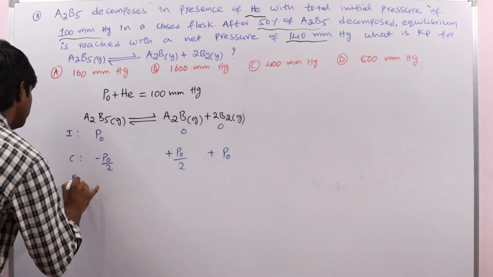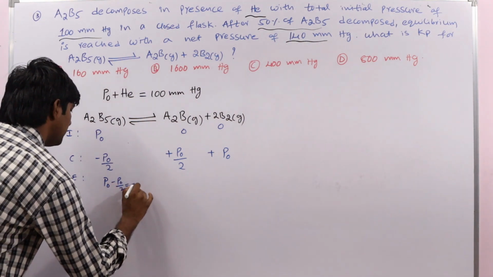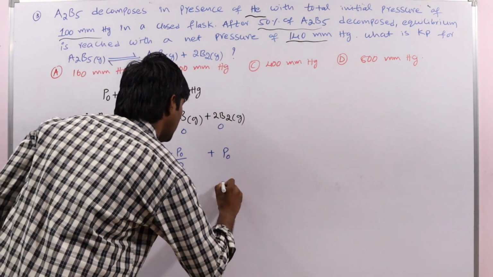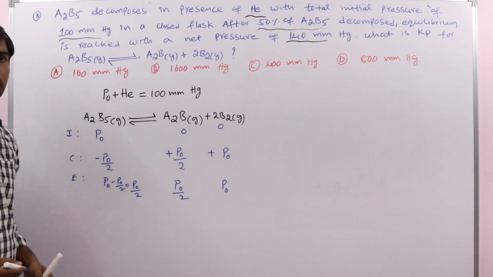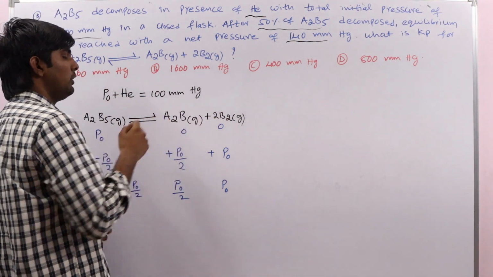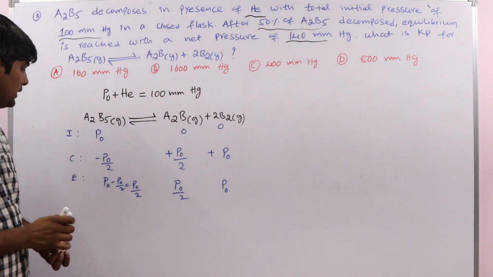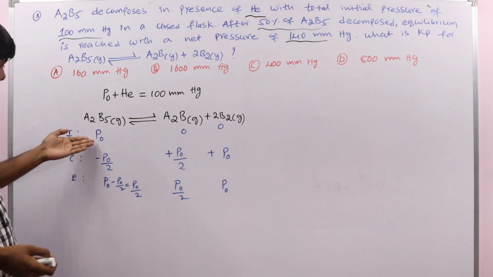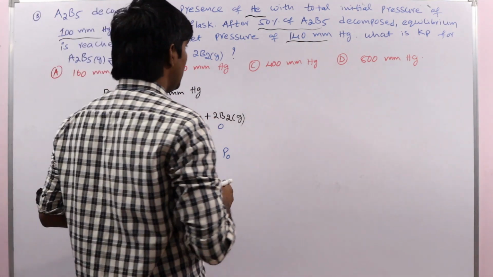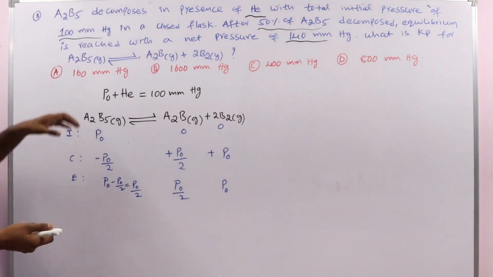So at equilibrium, P naught minus P naught by 2 is equal to P naught by 2. So here it is P naught by 2 and here it is P naught. These are the equilibrium partial pressures of A2B5, A2B and 2B2. They mentioned that 50% of A2B5 is decomposed, which means P naught by 2. Also they have provided that the net pressure is 140 mm Hg at equilibrium.